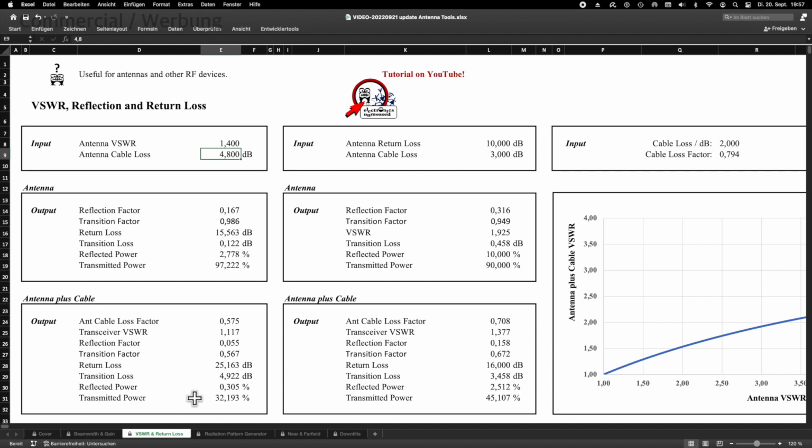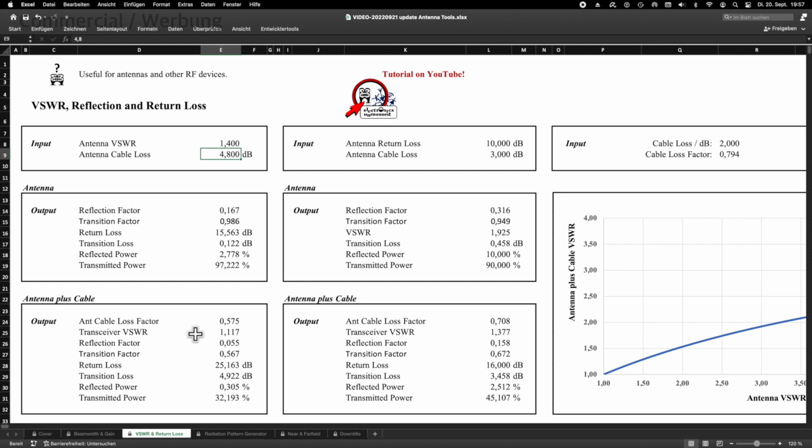Only 32% of the power is transmitted to the antenna. Like I said, don't try it at home. But what's somewhat confusing is the fact that the VSWR is 1.1, which corresponds to a good matching. Yes, of course, that's good for the transmitter because little power comes back.